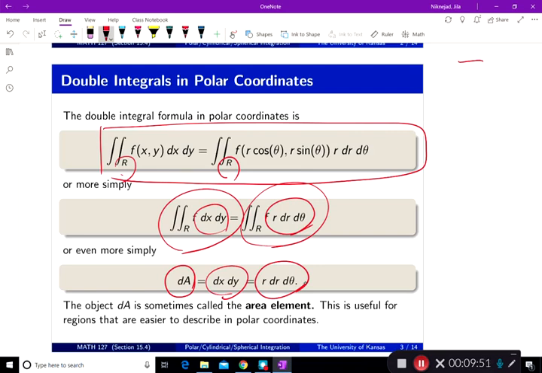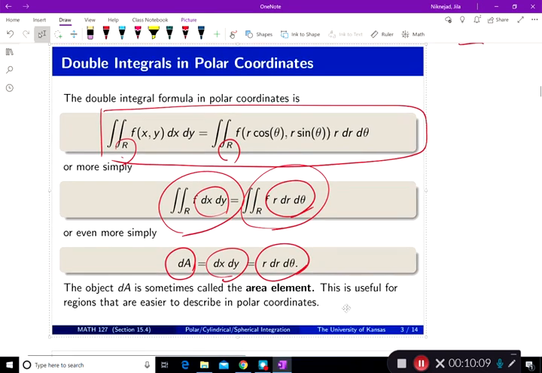So again, dx dy is going to be replaced by r dr d theta. And so, yeah, the area element in the xy plane is r times the area element dr d theta in the polar plane.